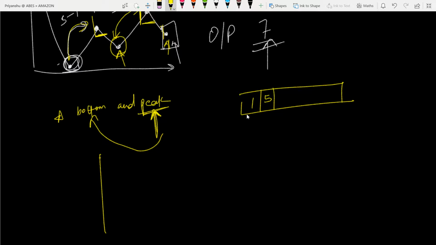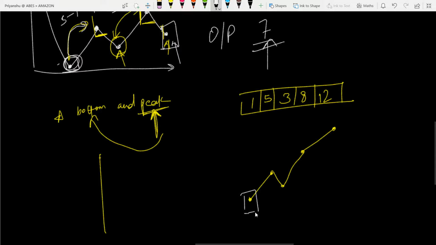We have 1, 5, 3, 8 and 12. So what will be its representation? Let it be 1, let it be 5, let it be 3, let it be 8, let it be 12. Is it logical to buy on the first day? Yes, it is logical to buy on the first day because the price will go high. So we can get a profit here, a profit of 4.